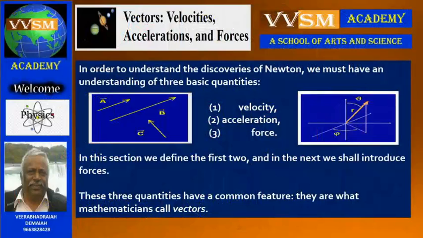In order to understand the discoveries of Newton, we must have an understanding of three basic quantities, which are velocity, acceleration and force. In this section, we define the first two, and in the next we shall introduce forces. These three quantities have a common feature. They are what mathematicians call vectors.